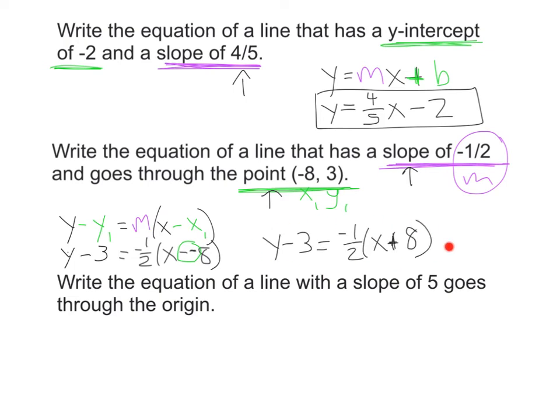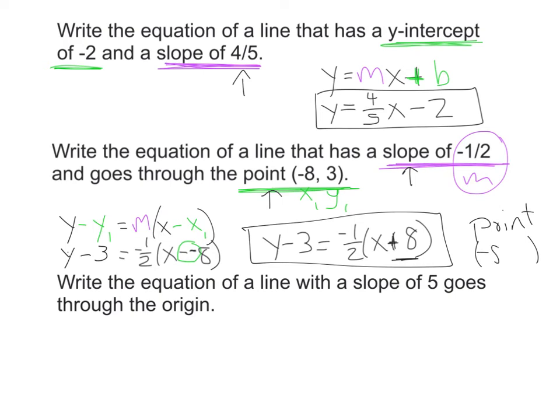Again, if we pulled our point from this equation right here, if we were to write down the point, we would say the point that we know is on the graph is the opposite of this for our x value, so -8, and the opposite of this for the y value, which is 3, and that is the point that we were asked to use.